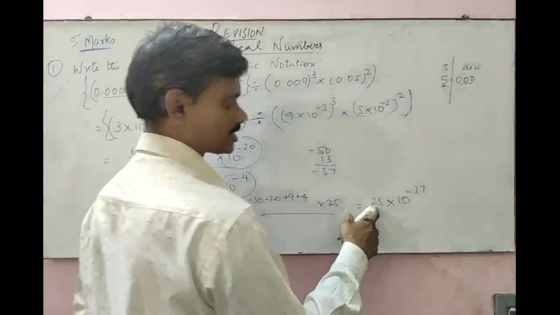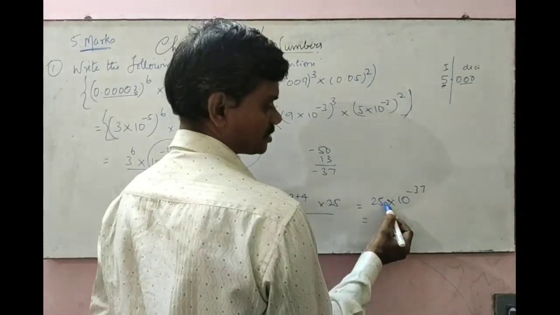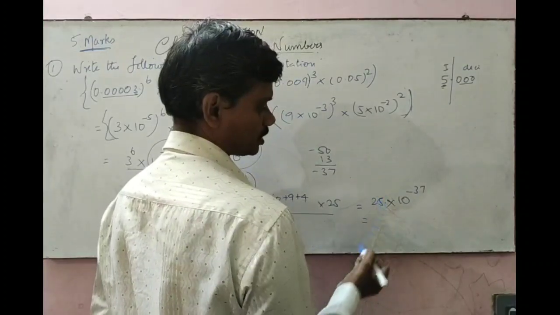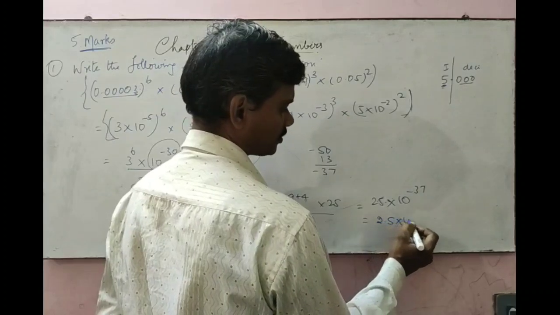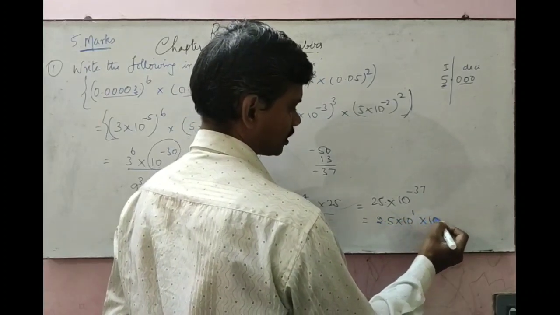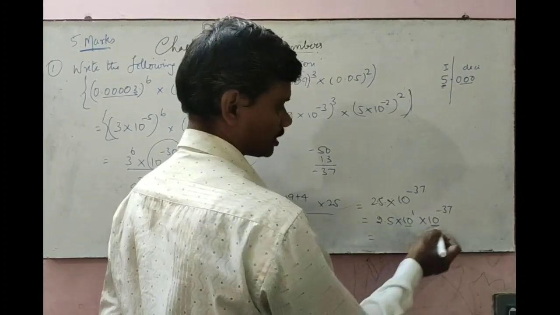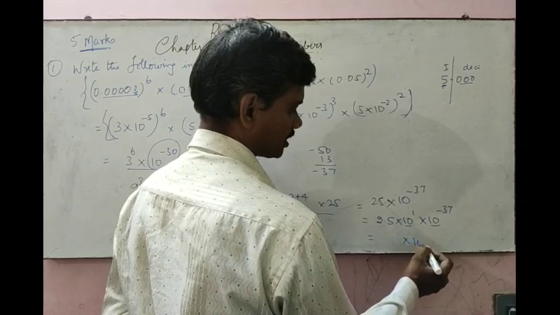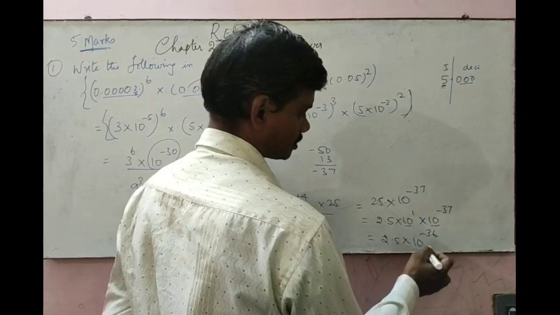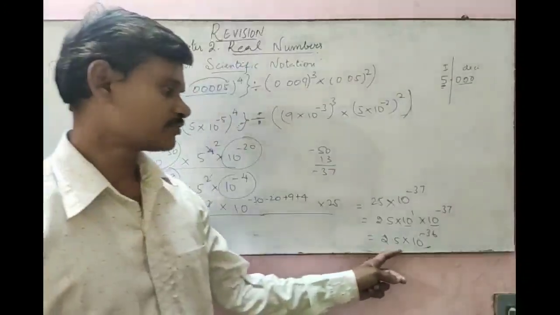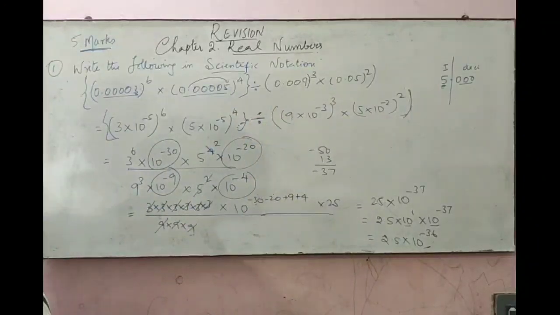Again, this number is not in the scientific form. Here the decimal is after this 25. So I am going to bring this decimal between 2 and 5. So I am going to write this as 2.5 into 10 to the power of 1 into 10 to the power of minus 37. Again, if you simplify this 10 power 1 and 10 power minus 37, you will get 10 power minus 36 into 2.5. So this is the answer, 2.5 into 10 to the power of minus 36. So this is the answer for the given question.